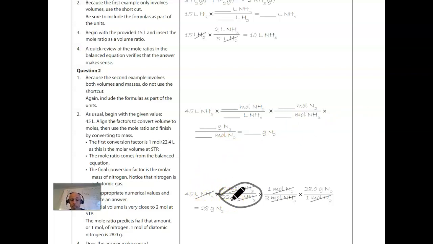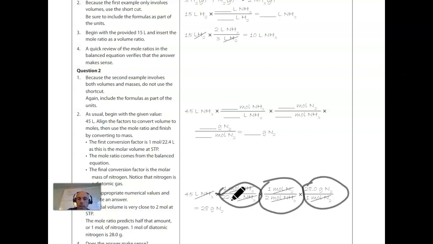The next step is going to look just like it did in a mass-mass problem, where we use the coefficients or the mole ratio between the substance we're starting with, ammonia, and the substance we're trying to get to, nitrogen. And that's the 1:2 ratio right there. 2 moles of ammonia for every mole of nitrogen. The last step, just like the last problem, because we are converting to mass in the end, is to use the molar mass of nitrogen gas, which we're multiplying by this time, to get from moles to grams.